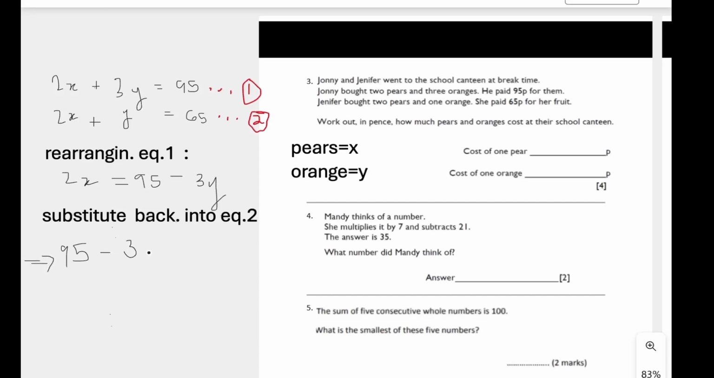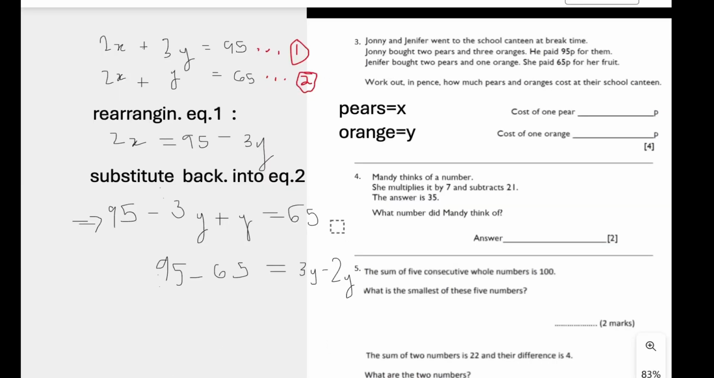95 minus 3y plus y, as we're just simply copying equation 2, equals 65. Let's subtract 65 from both sides. 95 minus 65 is 30. On the right hand side we get 3y minus y, there's no 2y here. So 30 is equal to 2y. We are then going to divide both sides by 2 to get 15 is equal to y. We have now found the price of 1 orange.